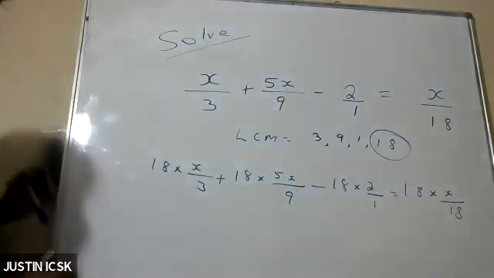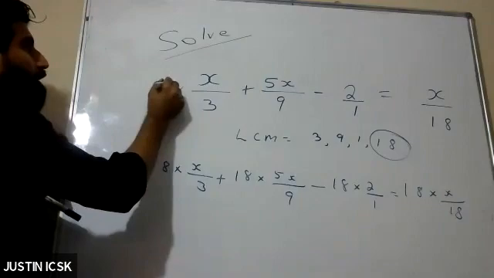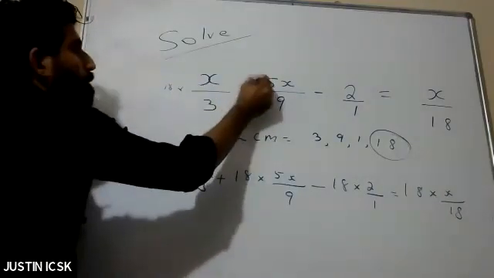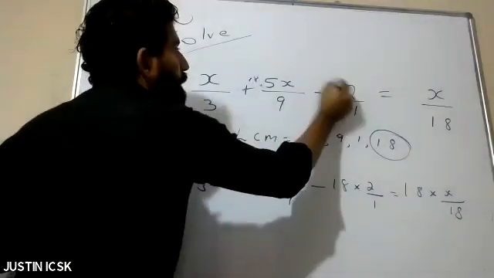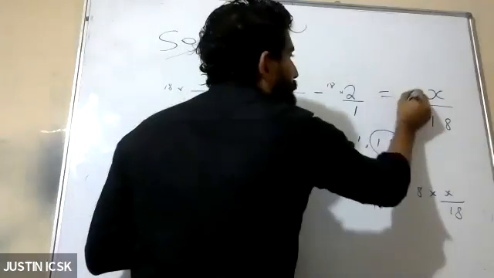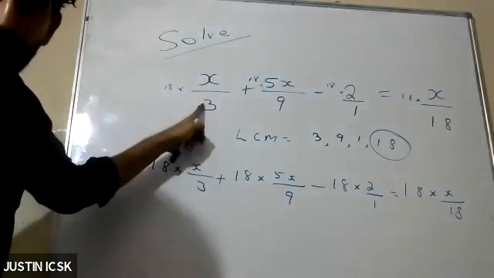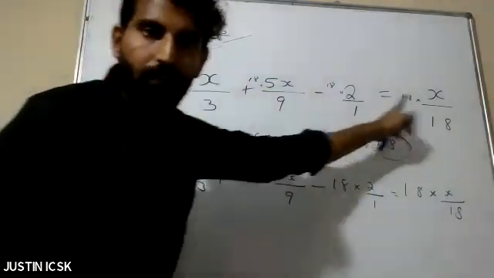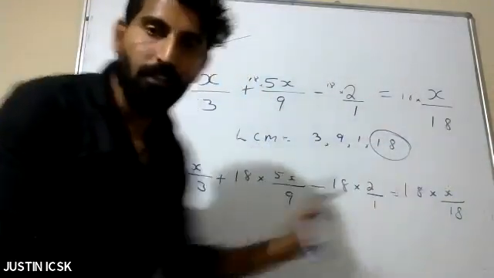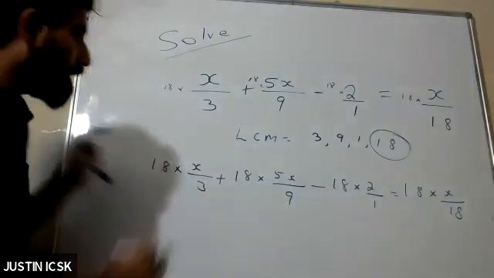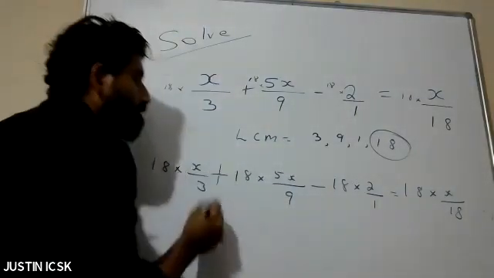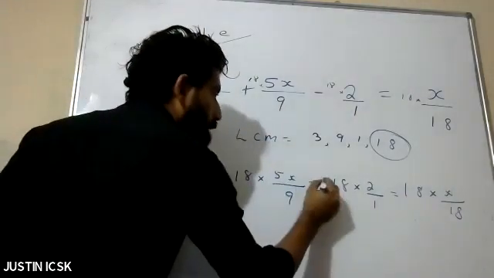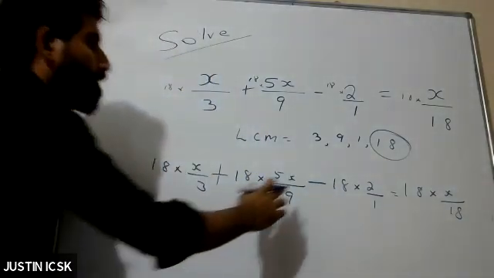Okay. So nothing you did to see. Here I multiply by 18, here I multiply by 18, here I multiply by 18. You no need to multiply, just writing only. See, here plus is there, here minus sign is there, everything is there. I didn't do anything.